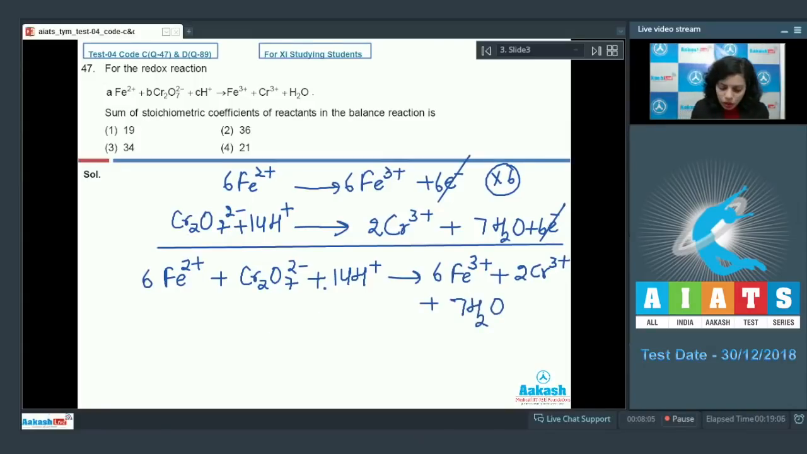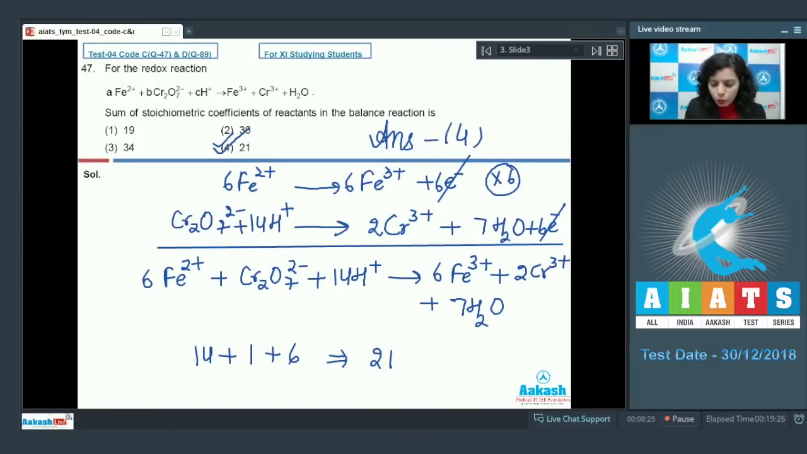Now let's find out the sum of the coefficients of reactants. So these would be 14 plus 1 plus 6. I'm taking here the coefficients of reactants. So this would be 21. And where this 21 is given, this is given in option 4. That's why my correct answer is option 4.